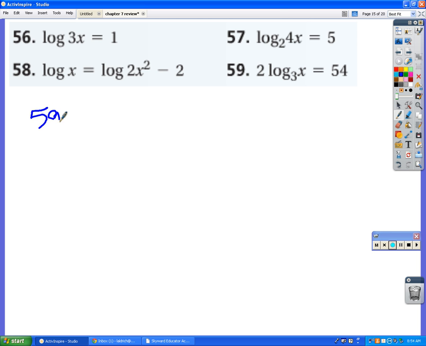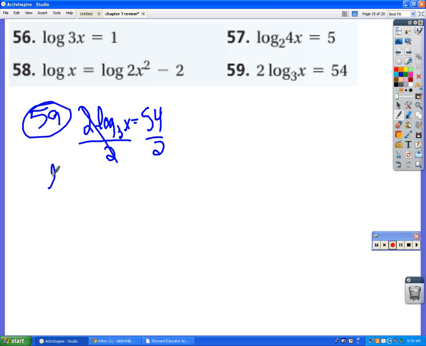Okay, 59. 2 log base 3 of x equals 54. So how do I get rid of the 2? I could put it as an exponent, but it's easier to divide both sides by 2. So log base 3 of x equals 27. So 3 to the 27th power equals x.